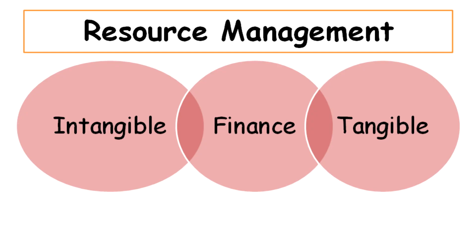When we look at the resources, we can see that the resources can be intangible, finance, and tangible. From the term itself, you can understand the meaning of intangible resources: the resources that cannot be seen. Then the financial resources will be there, and the tangible resources, that means the resources that can be seen.